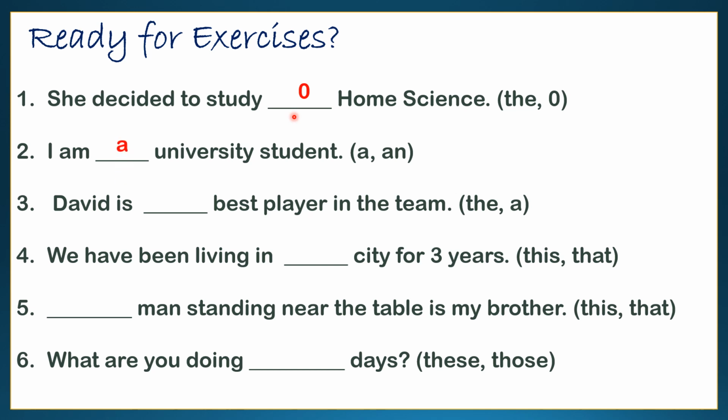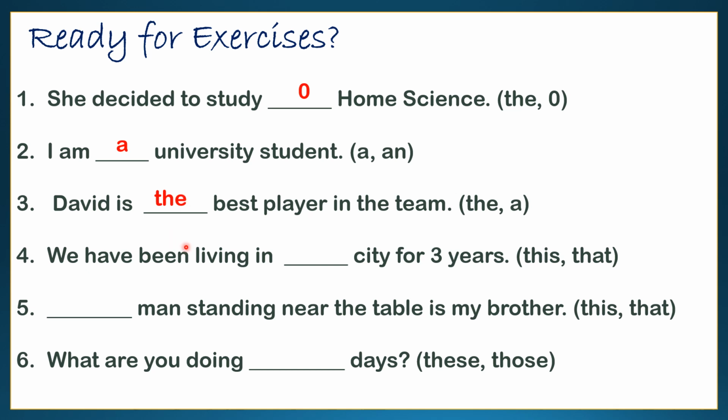Second one, we already said university is not giving a vowel sound, so obviously we'll be going with a. I am a university student. David is best, and best is a superlative degree which we are using here, so this should be preceded by the. David is the best player in the team.